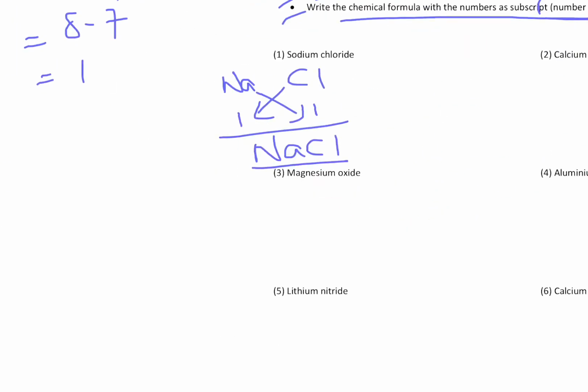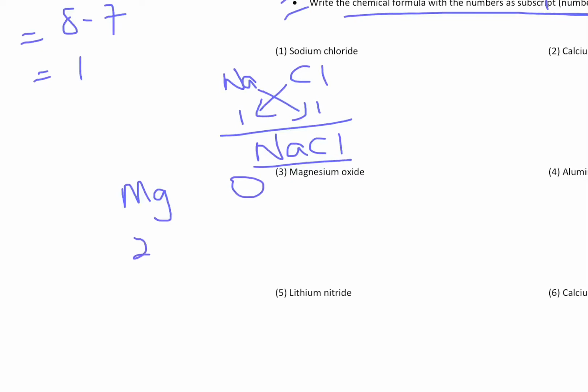Magnesium oxide. Magnesium is group 2, valency 2. Oxide is oxygen, group 6, so valency is 8 minus 6, that's 2. You can simplify, so I will simplify that. You can divide by 2. Simplify, you get MgO. MgO is the formula of magnesium oxide.